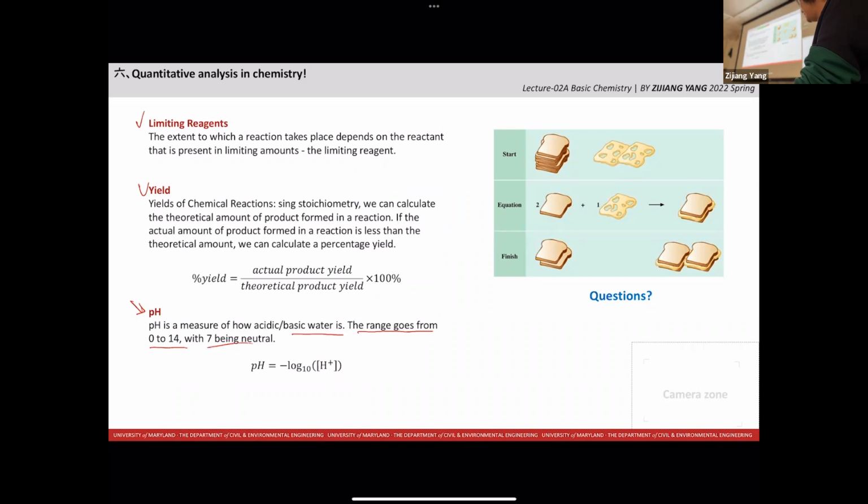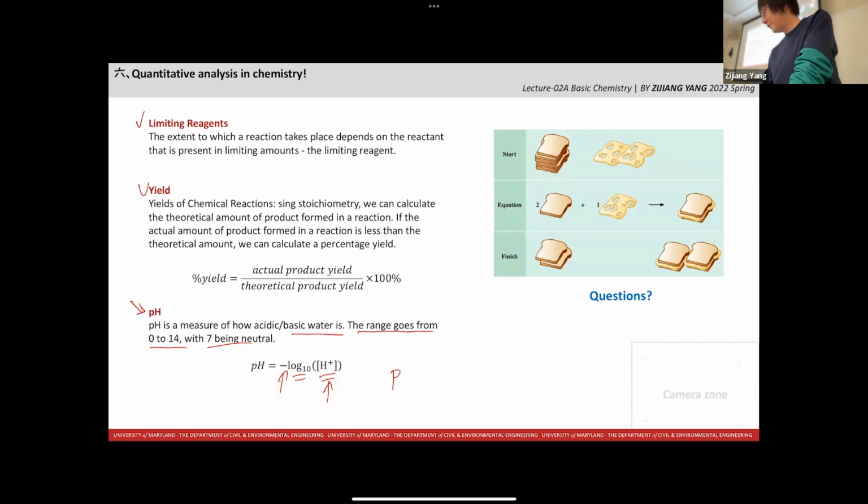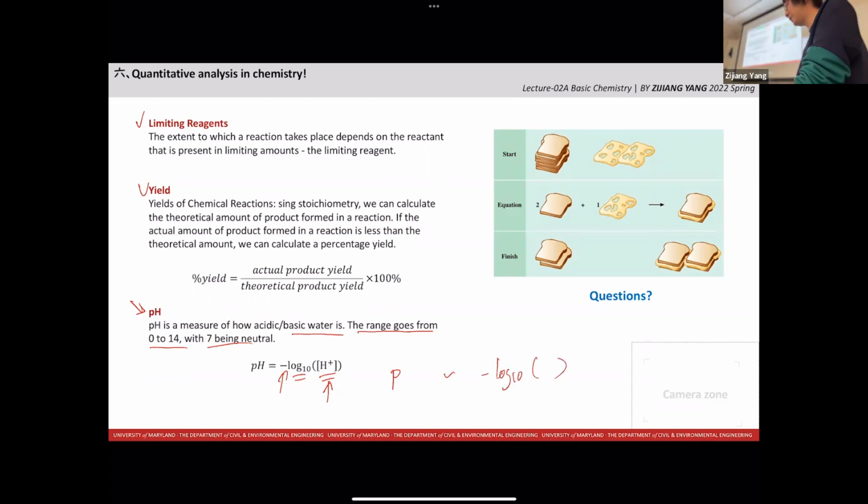And the pH is defined as, so here is the concentration of H+ in the water. And then we take the log 10 of this concentration. And then we add a minus to this one. And this is pH. So basically the p, this transformation refers to the minus log 10 of something.